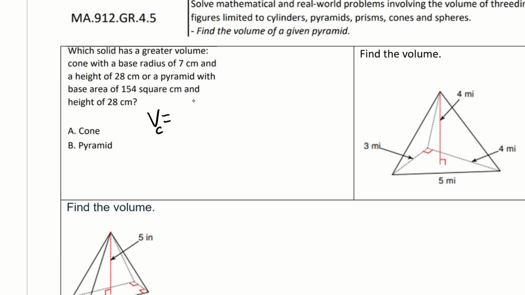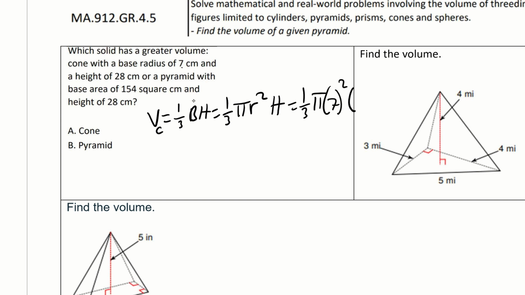So volume of a cone is 1/3 BH, but then B is pi r squared, and H. We just got to plug it in. 1/3 pi times the radius, which is 7 squared, and then the height is 28. So there's my volume of my cone. Now we're going to do the volume of the pyramid.